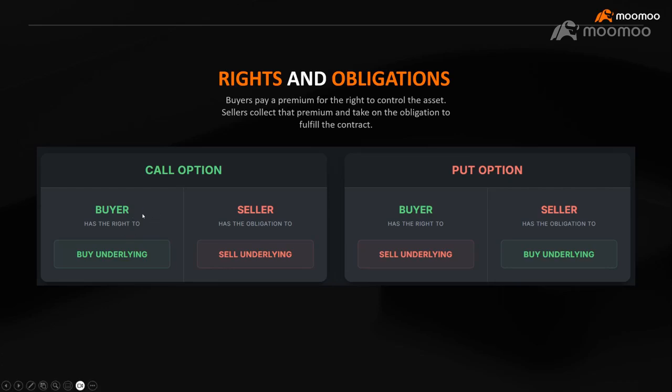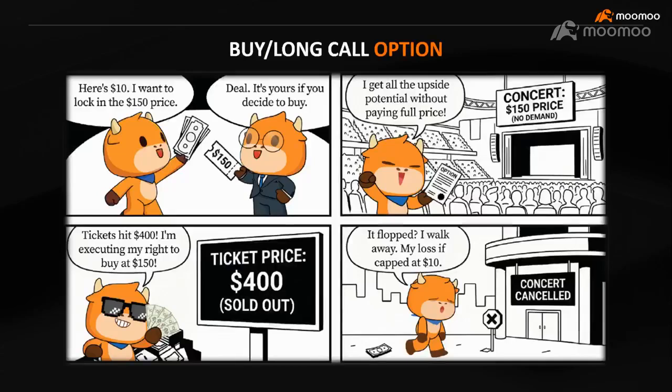If everyone is clear, can you give me a 1 about these sections? Because it's very important, I want you guys to remember this. The buyer has the right to buy for the call options, and the seller has to sell the underlying if they sell the call option. All right, very clear. Once we have this cleared out, we move on to some recaps.